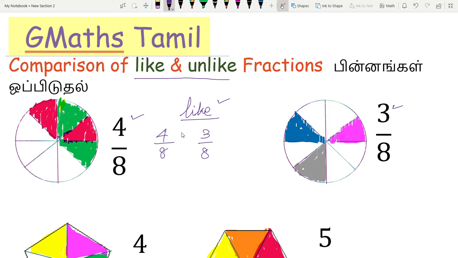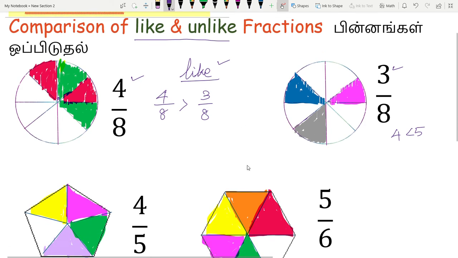To compare a like fraction, we have to check the numerator with the normal comparison. What is the normal comparison? For example, while comparing 4 and 5, which is the greater number? 5 is the greater number, isn't it? The same way, here also we can compare the numerator: 4 by 8 is greater than 3 by 8. This is the way we have to compare the like fraction.